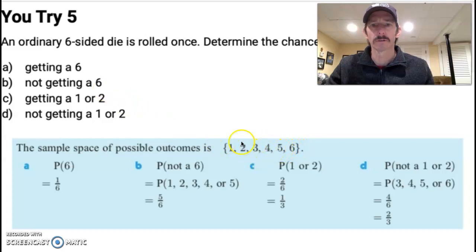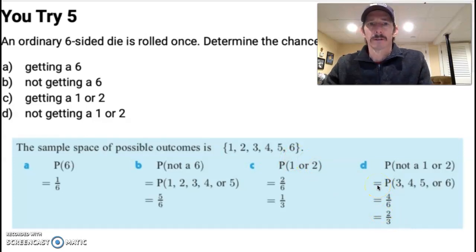Getting a 1 or a 2, that could be either of these situations, so that would be 2 out of 6, which reduces to a third. And not getting a 1 or a 2 is everything that isn't here, so that would be all of these. So that's your 4 over 6, which reduces to 2 over 3. So now we're going to move on.